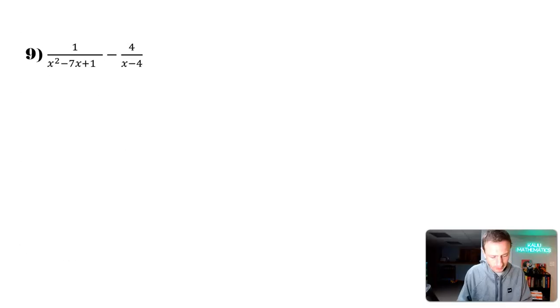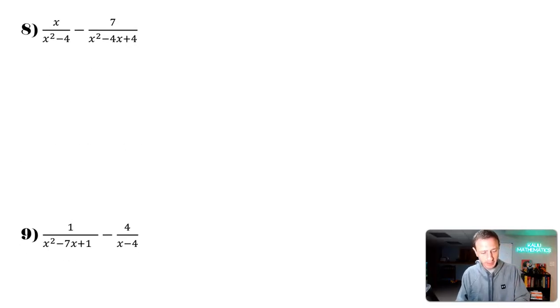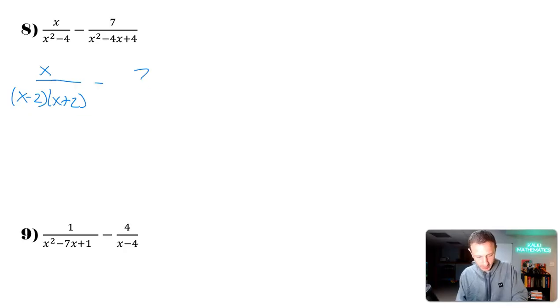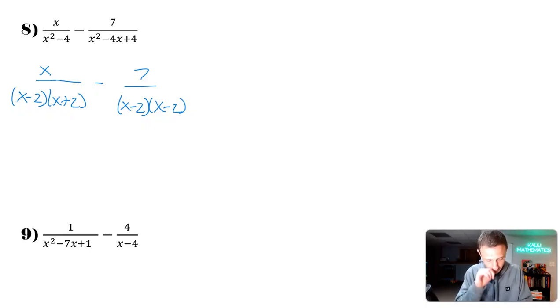All right, got a couple more problems here. So number 8, x over x squared minus 4 minus 7 over x squared minus 4x plus 4. So let's factor everything. Just go through your factoring. So this is x over difference of two squares, x minus 2, x plus 2, minus 7 over, what is this going to factor to? Two numbers that multiply to positive 4, add to negative 4. That's going to be x minus 2, x minus 2. Negative 2 times negative 2 is positive 4. Negative 2 plus negative 2 is negative 4. So there we go. So this is going to be a tough one.